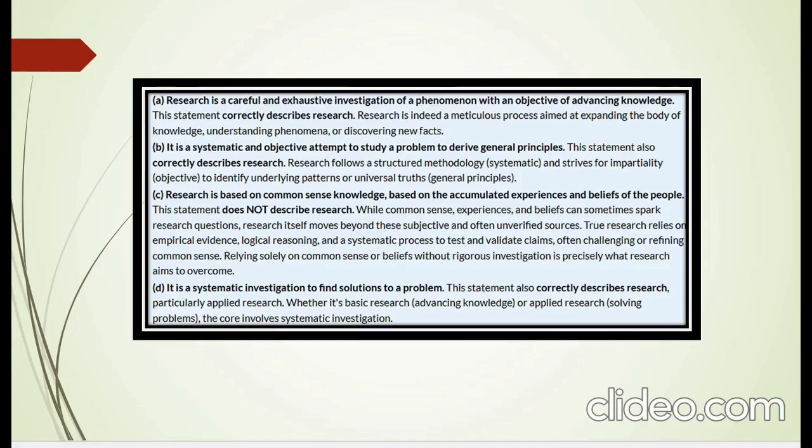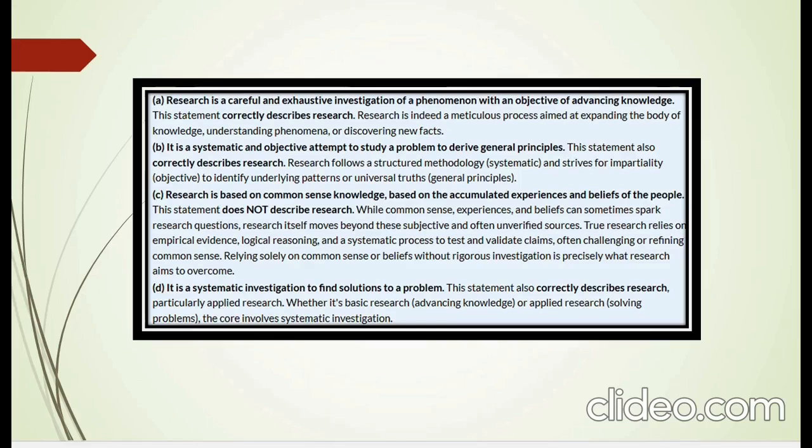Research is based on common sense knowledge based on accumulated experiences and beliefs of the people. This statement is not correct, because while using common sense, experiences and beliefs can sometimes spark research questions, research actually moves beyond these objectives and often unverified sources. So true research relies on empirical evidence, logical reasoning, and a systematic process to test and validate claims.